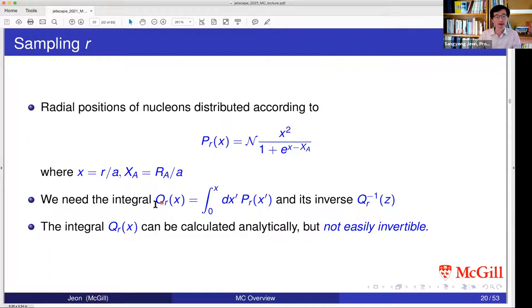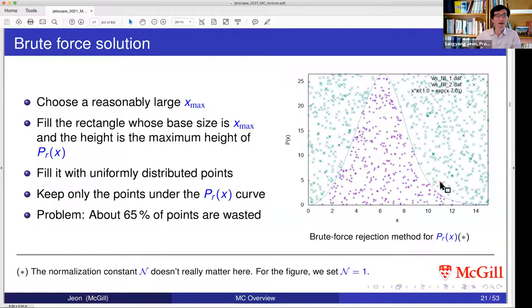Again, we need to do this analytically. We need the integral of this and the inverse of that integral. The integral of this expression is known, but it's not really invertible. So how do I actually generate random numbers? Well, the first solution is just a brute force solution. Here is the form of x squared times the Woods-Saxon distribution. Here we go. That's the form, and I set xa to 7.